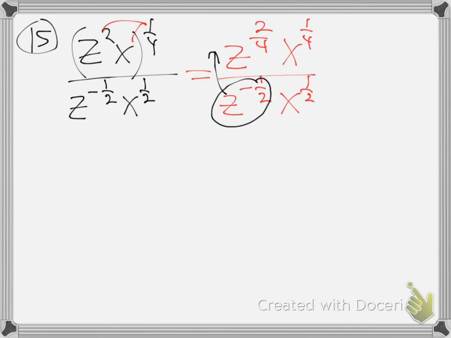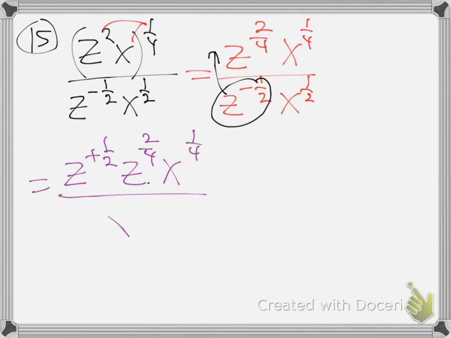He's unhappy. He's going to jump to the top. Everybody else is staying put. So he'll become, bring him over here, z to the positive half right next to the 2/4, and x to the 1/4, and the x to the half is still in the bottom. And I'm going to make that 2/4 into a half, right? Everybody see that step?